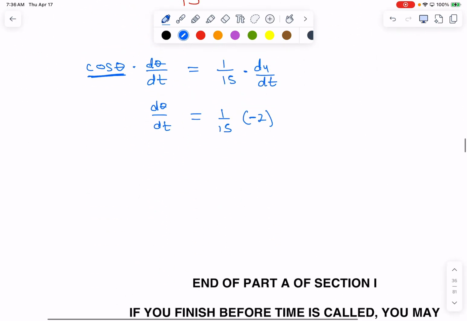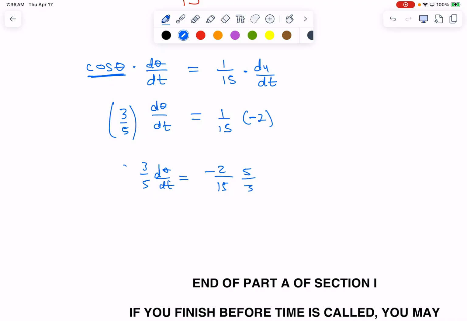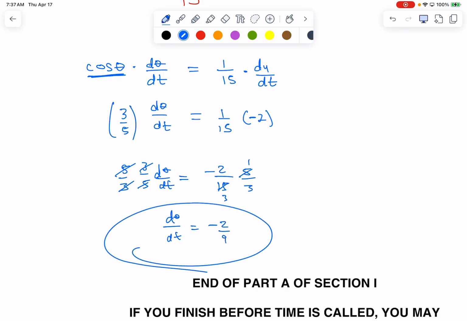So we can plug 3/5 into cosine. There we go. So we've got 3/5 d theta/dt is equal to -2/15. How do we solve for d theta/dt? Multiply by the reciprocal, 5/3. So d theta/dt will equal, let's see here, 5 goes into 5 once, 5 goes into 15 3 times. I'm going to get -2/9, I believe.